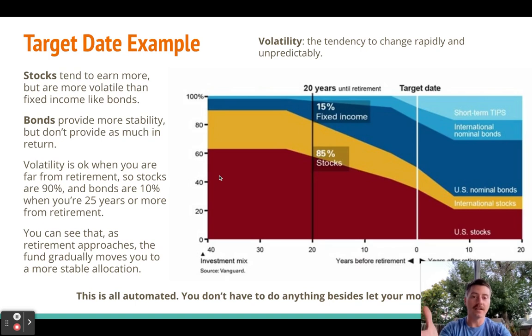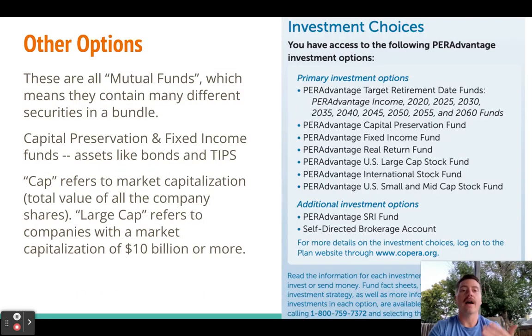You just put your money into this, and as your retirement year approaches, it's going to reallocate that each year. So that's what it's doing. You can just put this, you don't have to do anything. It's all automated. It will do this for you. That is what a target date fund is. Although in there you do have other options. Anything that's called a mutual fund, that's all these things, they contain many different securities in a bundle. So let's say you're buying the US large cap stock fund. Cap refers to the market capitalization, so the total value of all the company's shares, right?